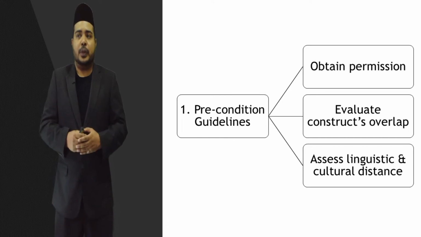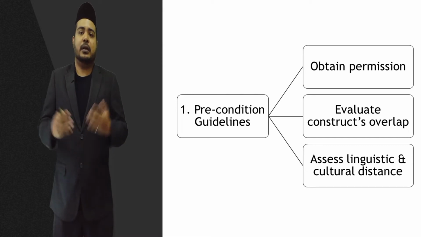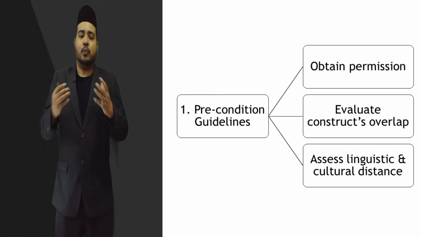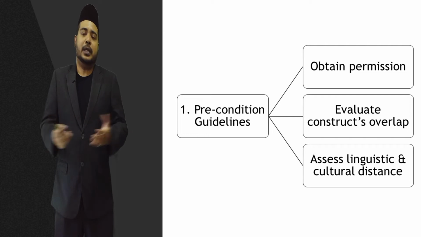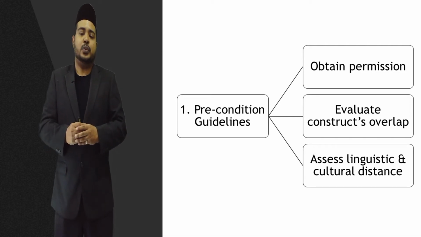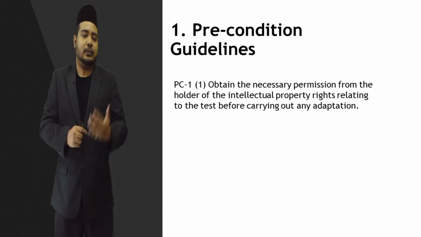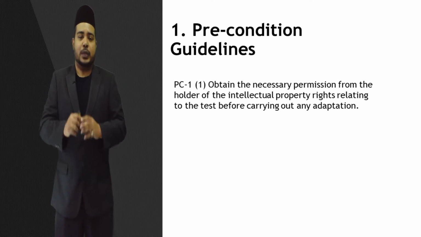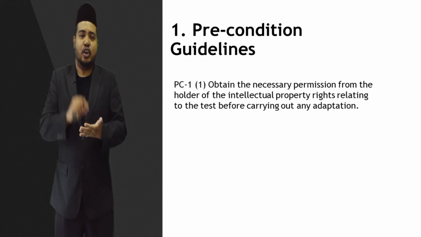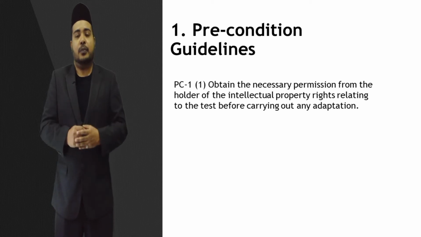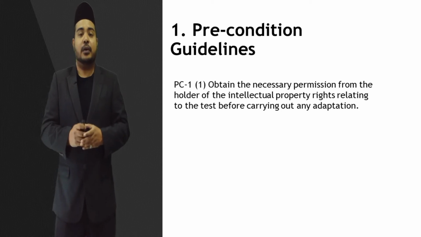Okay, first and foremost, when we want to adapt a test, let's say you want to conduct a study, you want to collect data, and you found one particular measure which you think is applicable, which you want to use in your research. First and foremost, you need to ask for permission. Under the guideline named PC1, precondition guideline number 1, the researcher needs to obtain the necessary permission from the holder of the intellectual property rights relating to the test before carrying out any adaptation. So we need to ask for permission.